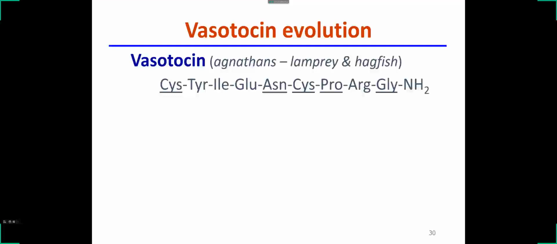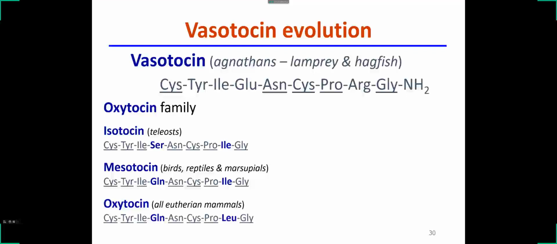So in the original Vasopressin gene, you've got this particular amino acid sequence, and here it is duplicated across the different oxytocin family. Here's isotocin, which you find in teleosts, mesotocin, which you find in birds, reptiles, and marsupials, and then oxytocin, which you find in us and other mammals. And you can clearly see you've got this cysteine, tyrosine, isoleucine repeated, right? But this fourth amino acid is varying.